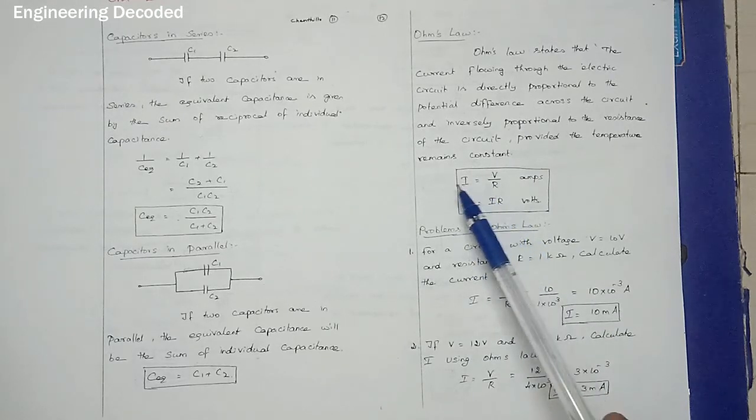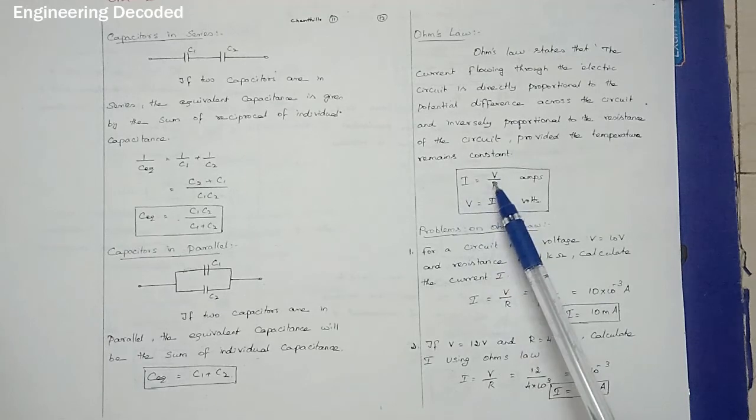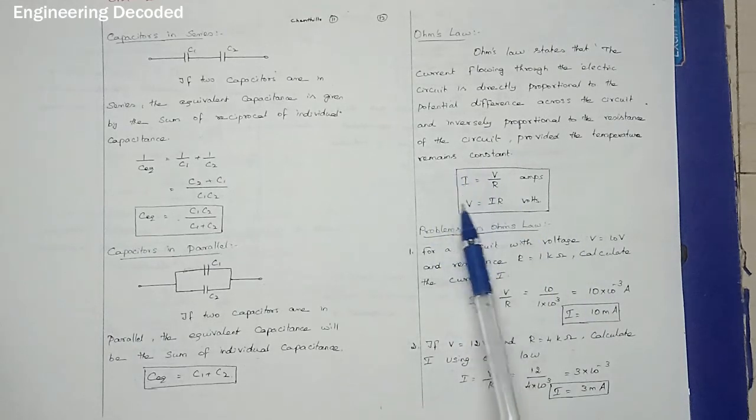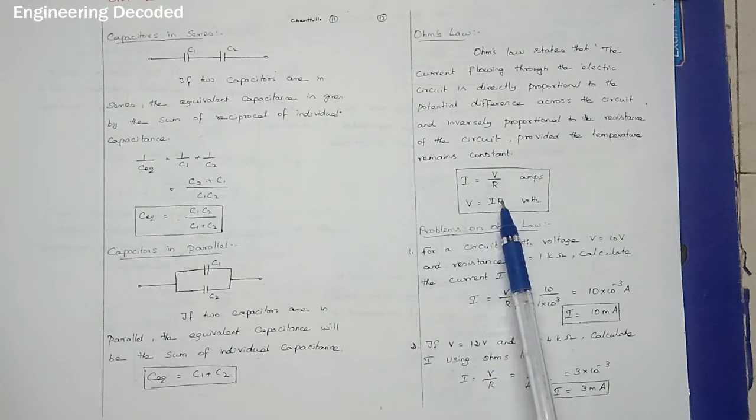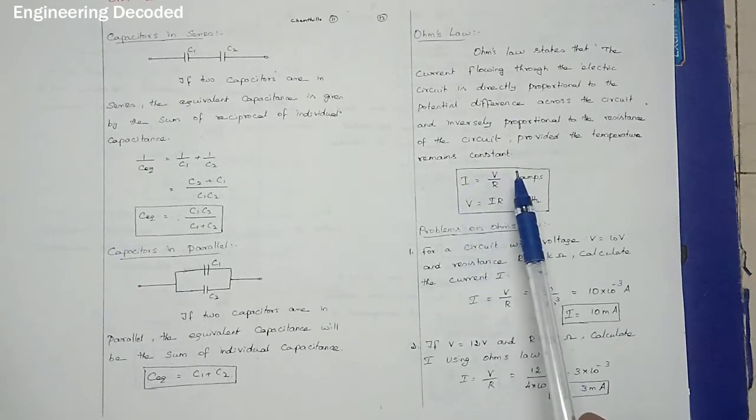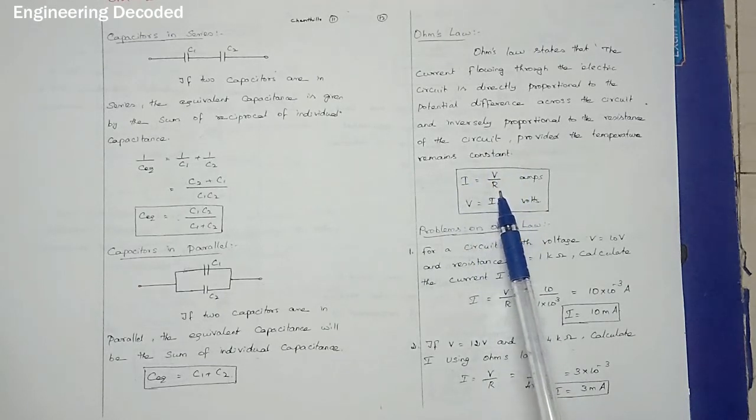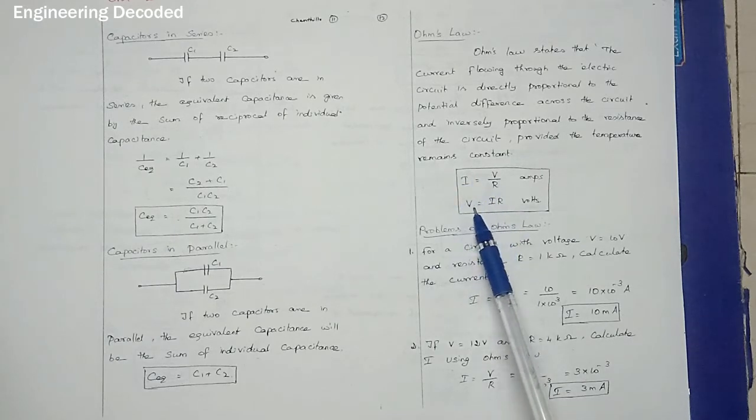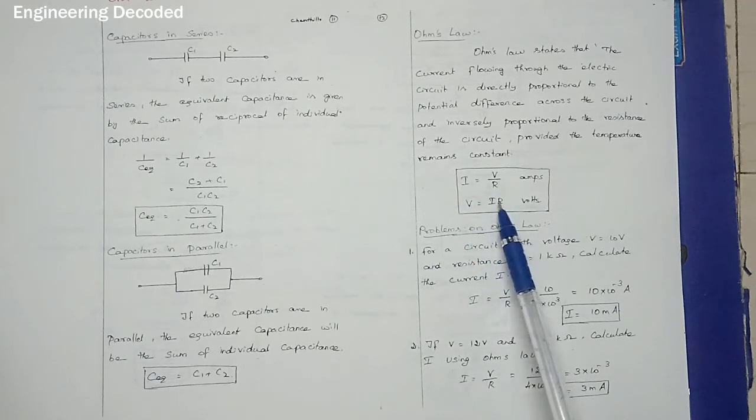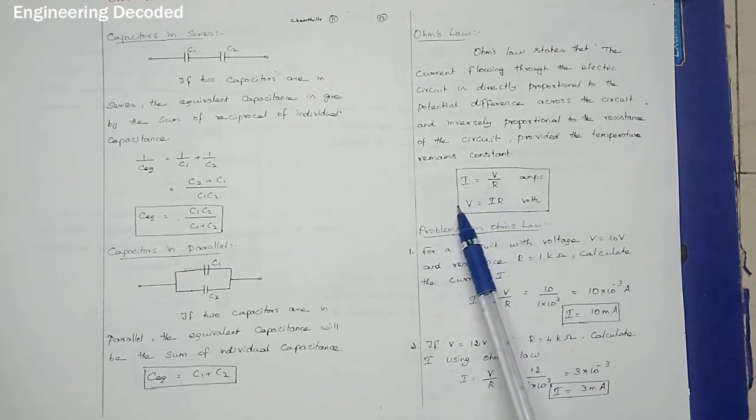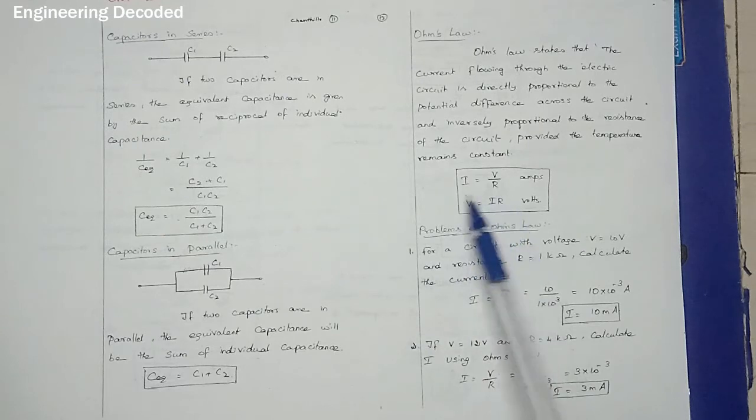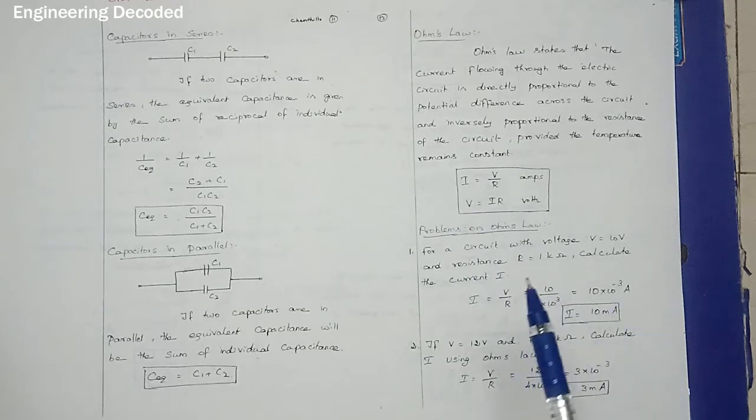You can also write it as I equal to V by R. So you have voltage, current and resistance. If you want to find voltage, you multiply current and resistance. If you want to find current, you divide voltage by resistance. So only three components: voltage, current and resistor. In problems on Ohm's law, any two of these will be given and you will be asked to find out the unknown. So first we can see this problem.